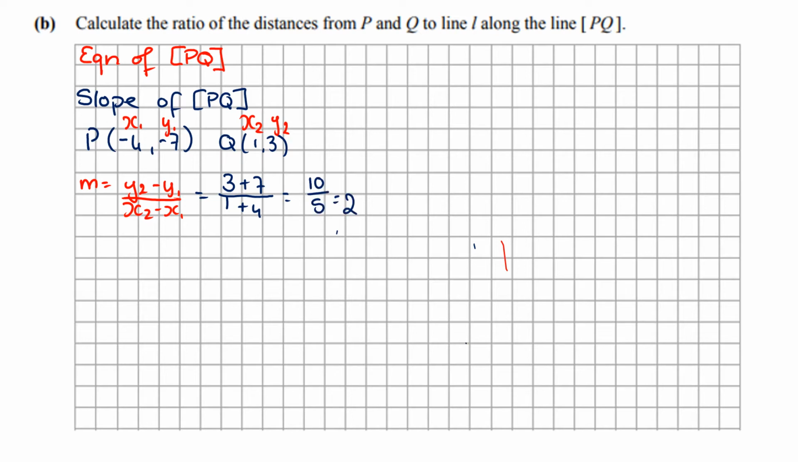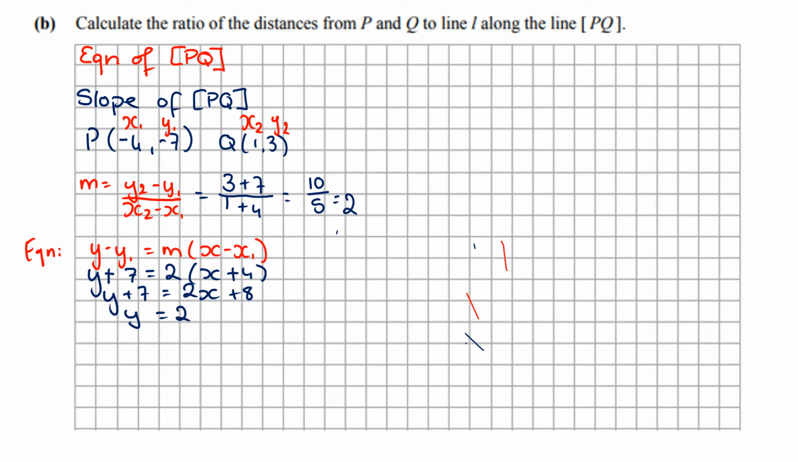So then to actually get the equation, we have y minus y1 is equal to m bracket x minus x1. Again, this is coming from page 18. So we have y plus 7, I'm going to use our y1 from above, equals 2 times x plus 4. We get y plus 7 is equal to 2x plus 8. So y is equal to 2x plus 1.